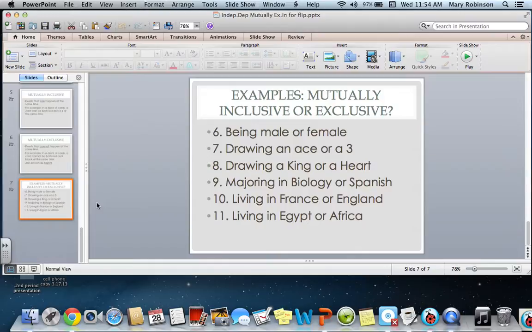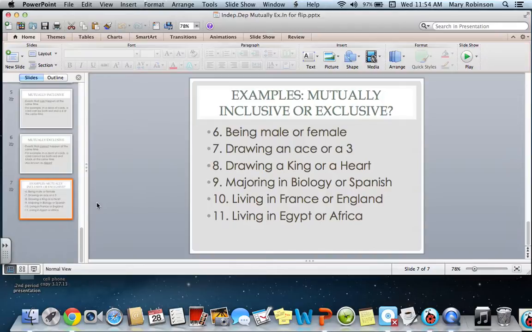Number 6, being male or female is mutually exclusive. You cannot be both. Number 7, drawing an ace or a 3 is mutually exclusive. You cannot have a card that is both an ace and a 3 at the same time. Number 8, drawing a king or a heart. These are mutually inclusive. You can have a heart that is a king, the king of hearts.